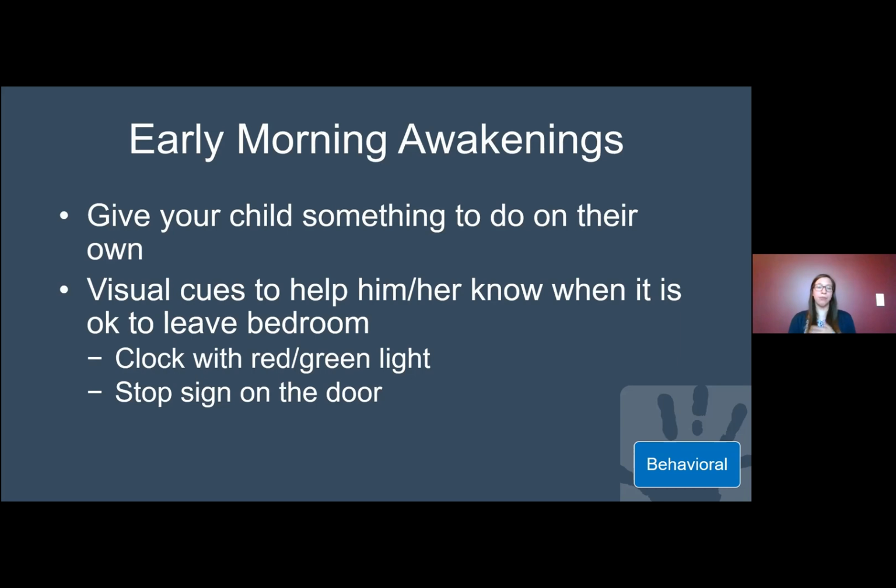So working with your child's biologically set clock can be just what we have to do in this case.